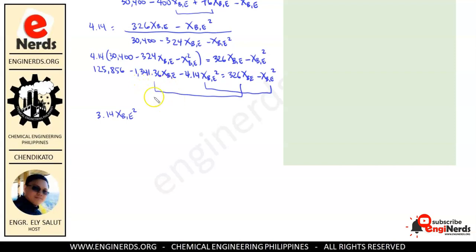1,341.36 XBE, which is equal to 1,667.36 XBE. Okay, minus 125,856 is equal to 0. Okay? So, as you can see, we have here a quadratic equation.